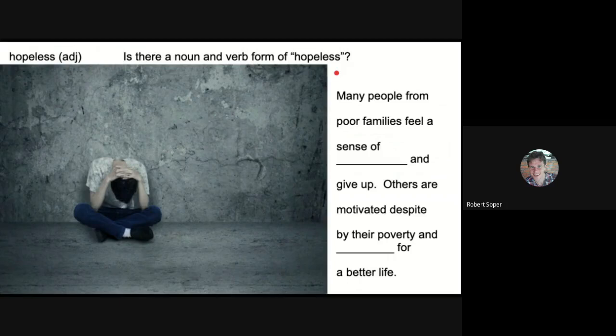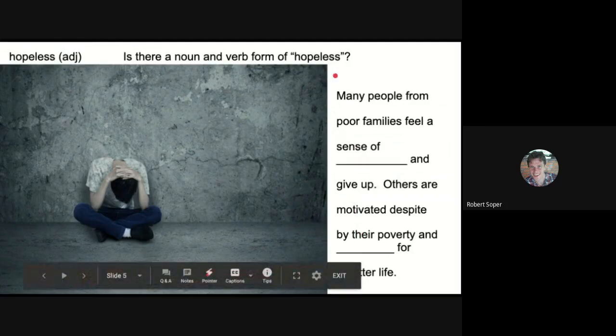What do we think? Yes, there is a noun form of hopeless, and there is a verb form of hopeless. Try and think about what those words are. Once you've done that, read this paragraph. And when you come to the gap, try and put in the correct word. Think about whether it's a noun, a verb, or even an adjective that might go in these spaces. Pause the video and do that now.